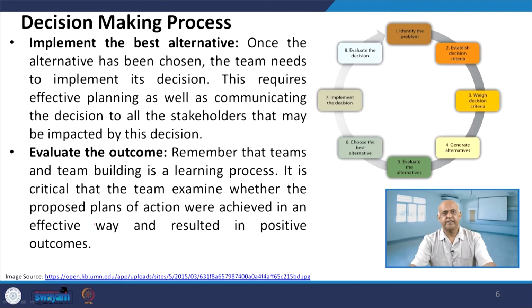Then after selecting the best solution, implement the best solution. Once the alternative has been chosen, the team needs to implement its decision. After identifying the problems, making the solutions, and deciding about the best solution, now comes the implementation of the solution. This requires effective planning as well as communicating the decision to all the stakeholders that may be impacted by this particular decision. This is very, very important.